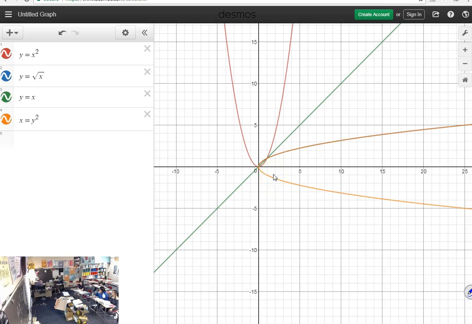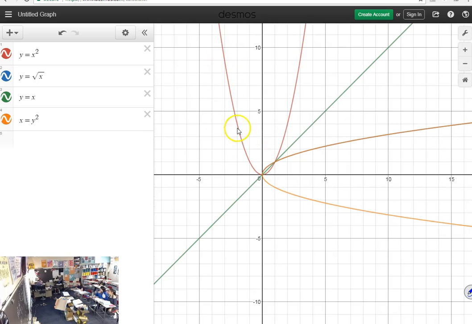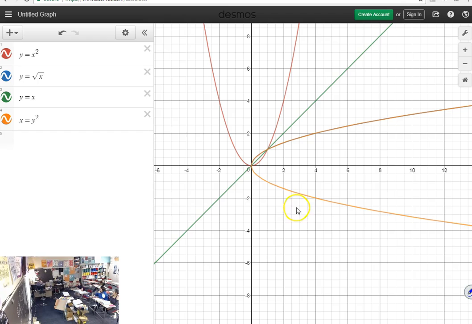No, because it's reflecting across the... So what I'm asking is this red line and this yellow line, are those a reflection of each other? Or are they a reflection across the green line? Yeah, they are. Can you visually do it? They are, I just did it.